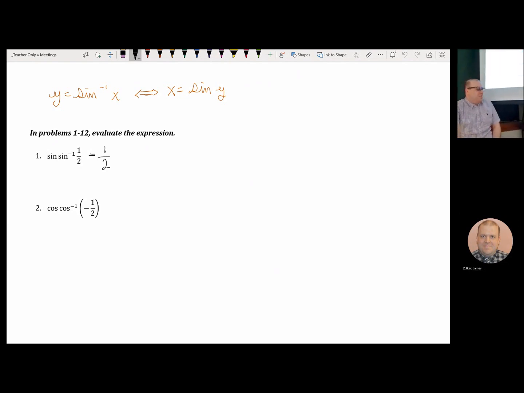Cosine of the inverse cosine of minus 1/2. Well, minus 1/2 is in the range of cosine, so it'd just be minus 1/2. They undo each other.